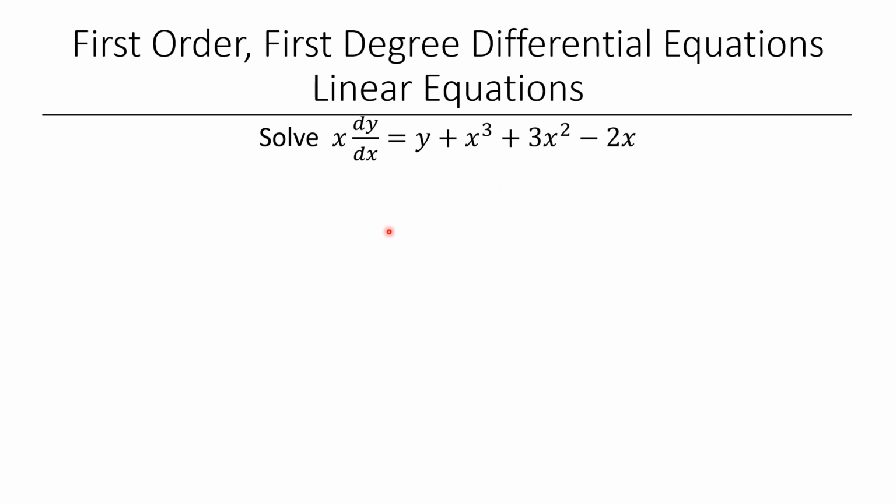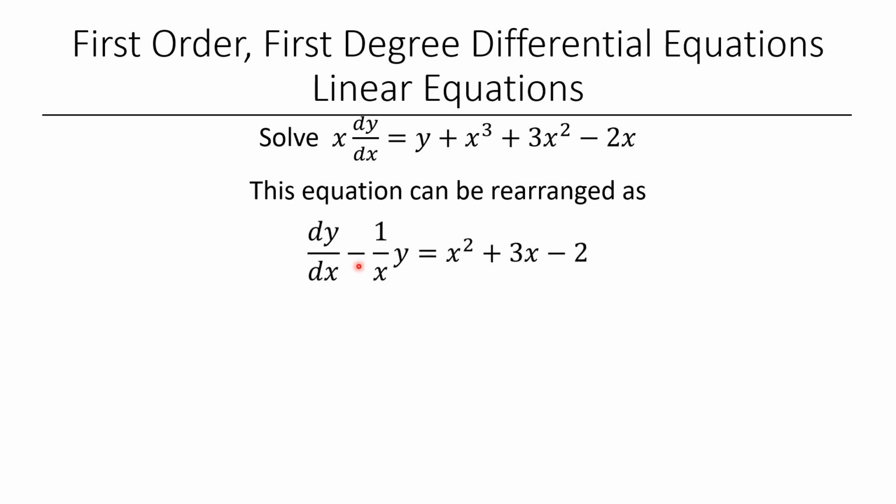So here we're asked to solve the equation y times dy over dx equals y plus x cubed plus 3x squared minus 2x. And so the first thing we want to do here is to rearrange this just a bit. And so we're going to divide through by x and subtract y from each side. And when we do this, we can see that it'll be rearranged to look like this.